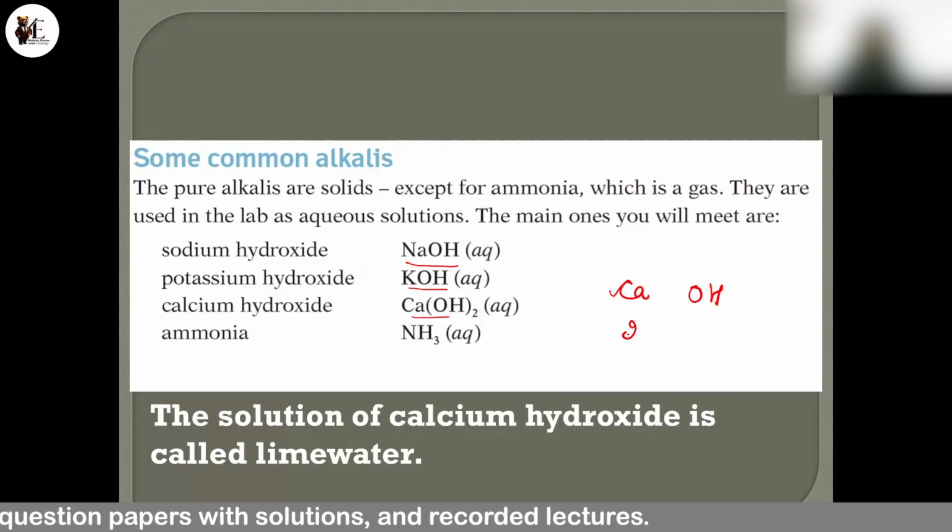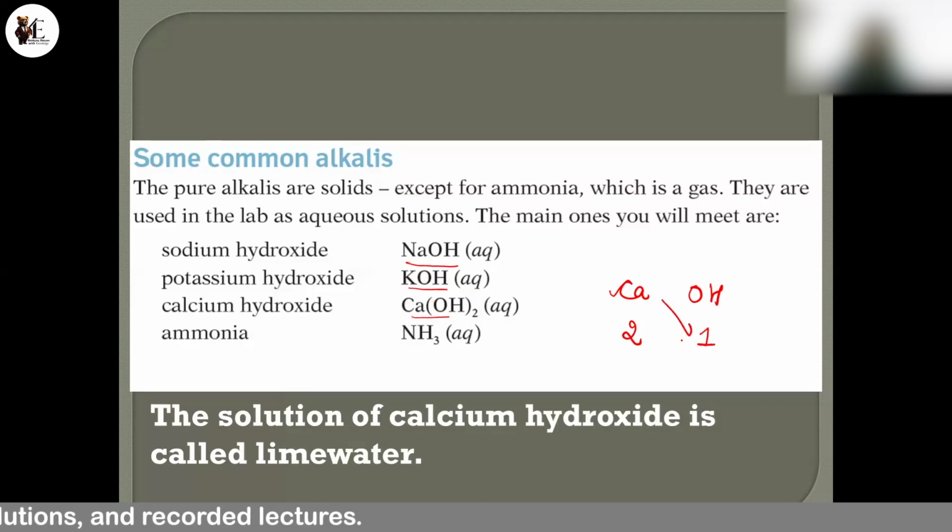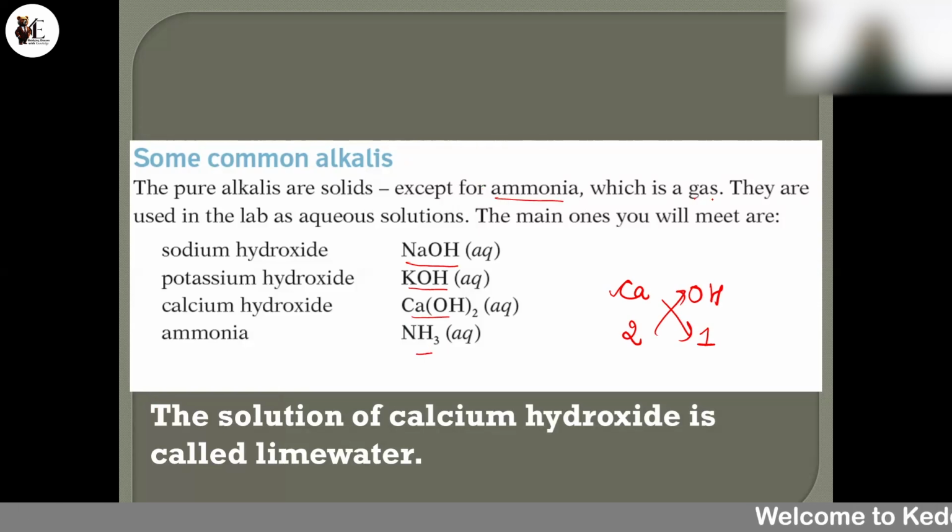Valency of calcium is 2 because it belongs to group 2. The valency of hydroxide ion is 1. So cross multiply and then you get your formula. Ammonia is also a base. Okay, so the pure alkalis are solids except for ammonia. Ammonia is a gas.